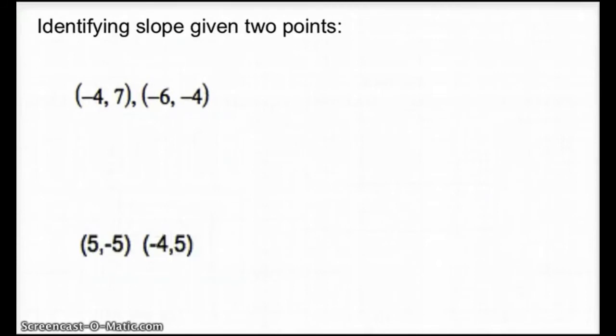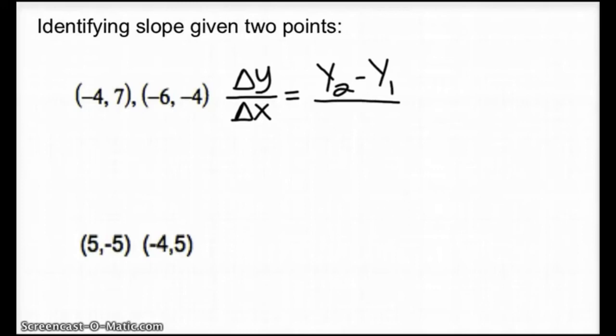Identifying slope given 2 points. These are the 2 same points. I'm just going to show you how to do this algebraically. You do not have to know how to do this in order to test because you can graph your 2 points and then count. However, the change in y over the change in x is y2 minus y1 over x2 minus x1. So I'm looking at my 2 ordered pairs. My first ordered pair is my x1 and y1, and my second ordered pair is my x2 and y2.